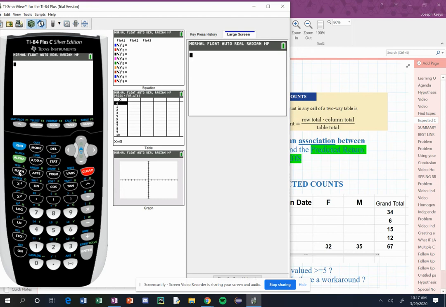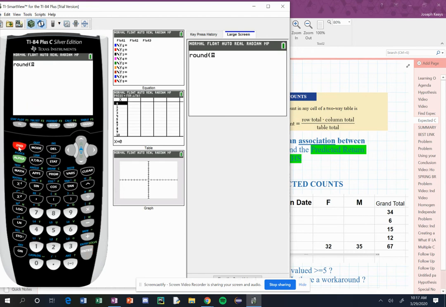So where is the round feature? Well, it's underneath the math feature in here. So I'm going to click math, and then the tab that says num, I scroll over. And then the second one down is round. So I'm going to activate round. There's 2 arguments that this function needs. One, it needs to know what matrix letter you want to round. And then it wants to know how many decimal places you want to round to.